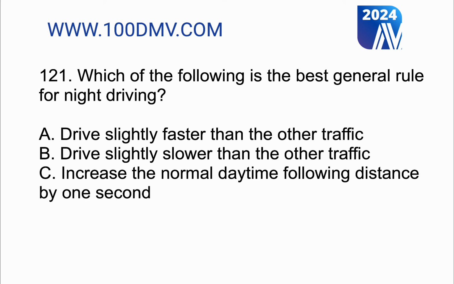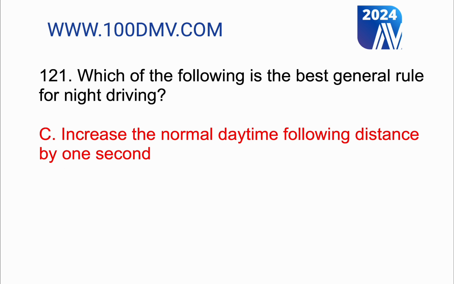121. Which of the following is the best general rule for night driving? A. Drive slightly faster than the other traffic. B. Drive slightly slower than the other traffic. C. Increase the normal daytime following distance by 1 second. The correct answer is C. Increase the normal daytime following distance by 1 second.